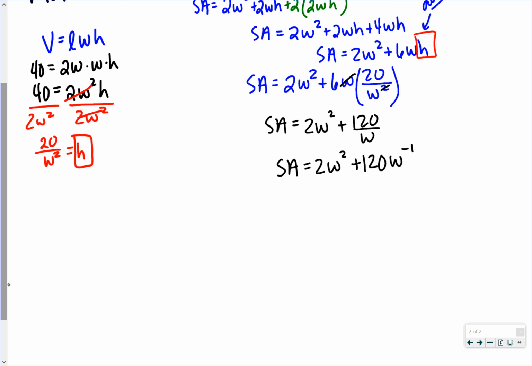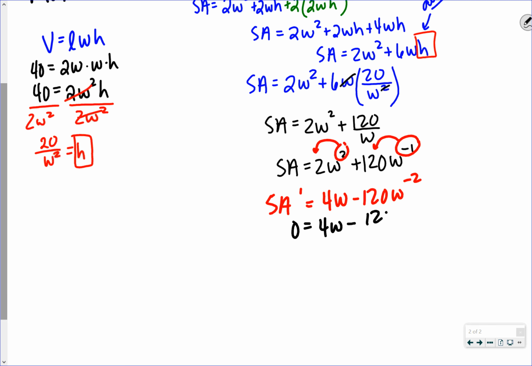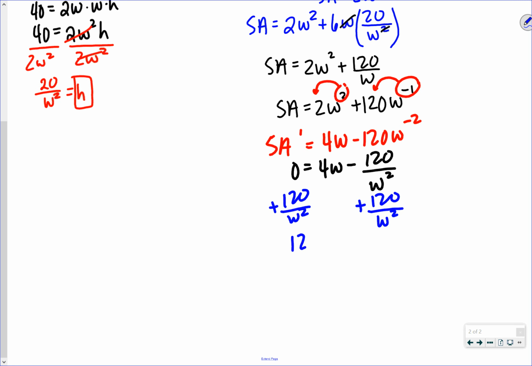So, surface area derived, SA prime. This is going to be a 4W, no power, just power of 1, minus 120 W to the negative second. Derive it, set it equal to 0. 0 equals 4W minus 120 over W squared. Solve for W. I'm going to add the 120 over W squared. So I have 120 over W squared equals 4W.